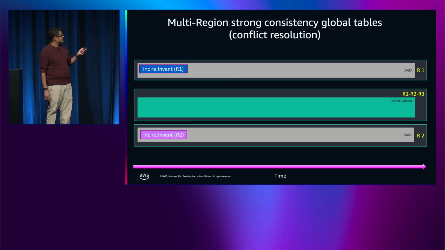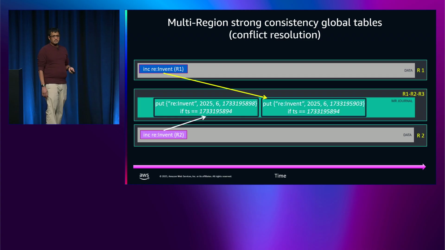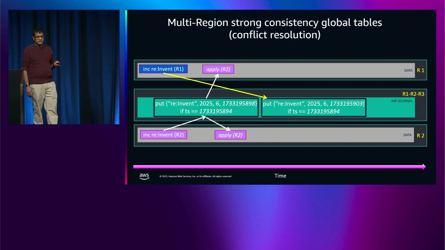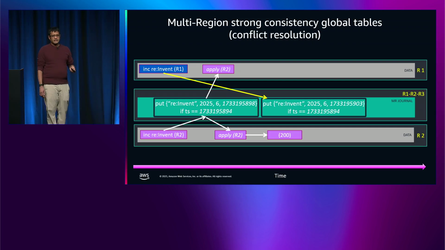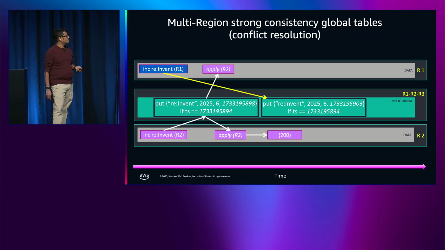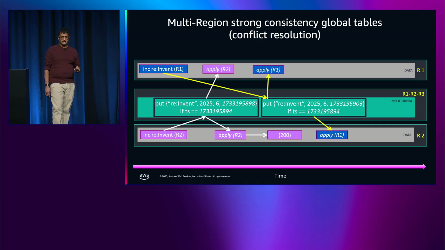Now let's see how this works. Now I have 2 increment reInvent calls from 2 different regions. Both of them are going to generate replication log entries, which look almost identical, except that one of them may have a different new timestamp in the item versus the other one. Each of these regions is going to get a callback for each of the log entries in order. So region R2's log entry will be applied first, and you'll get a success back in region R2. It's great. What happens when both the regions read the second log entry?